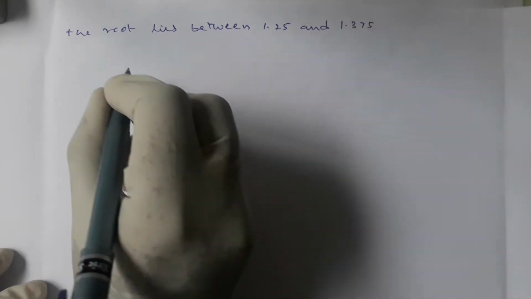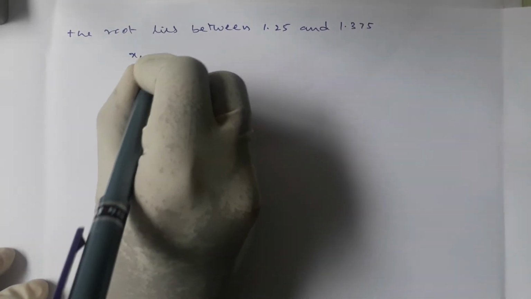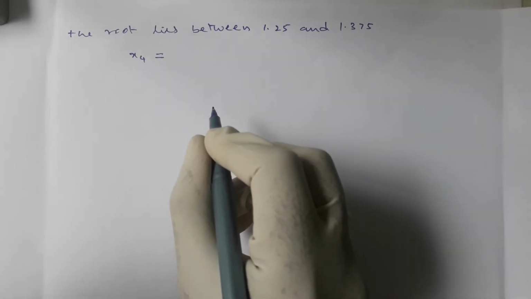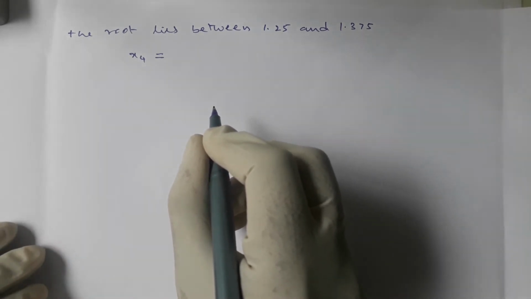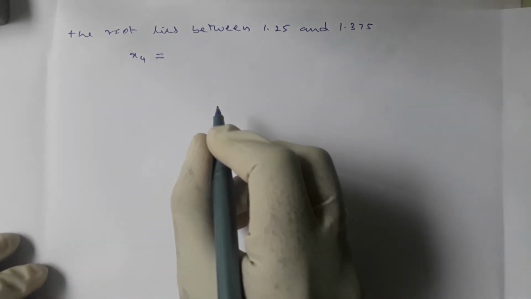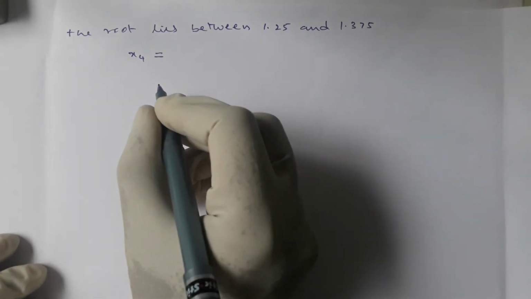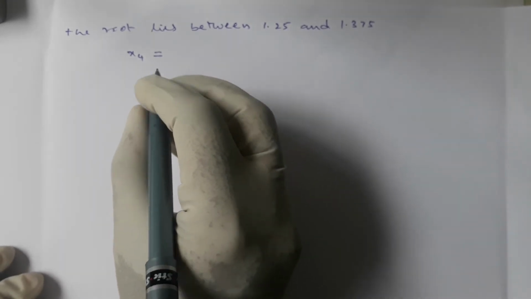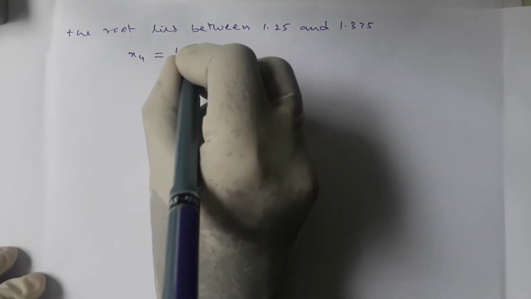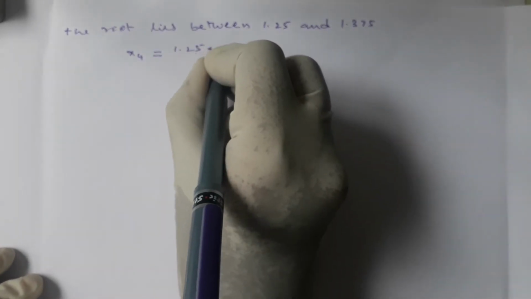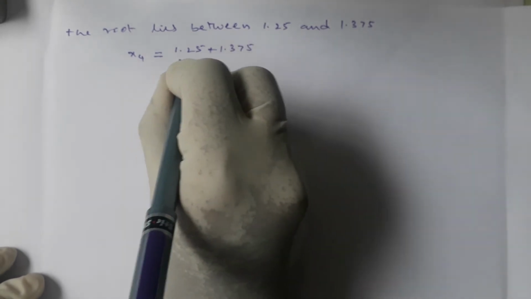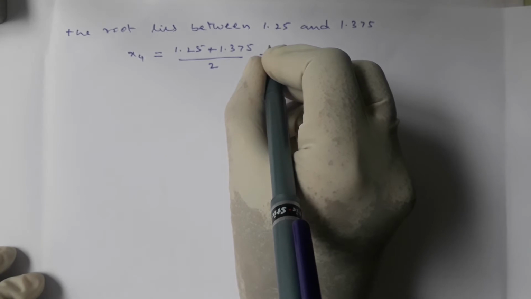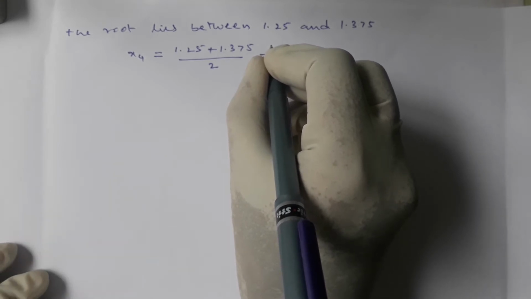So the next approximation root is x4. Like this we will continue the computations until two successive iterations are almost equal up to 3 or 4 decimal places. There we can stop the iterations. So x4 is equal to 1.25 plus 1.375 divided by 2, which is equal to 1.3125.